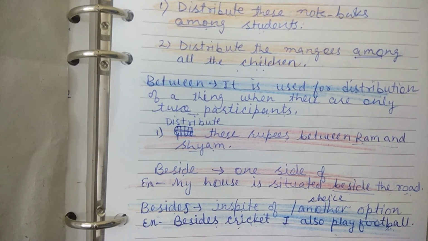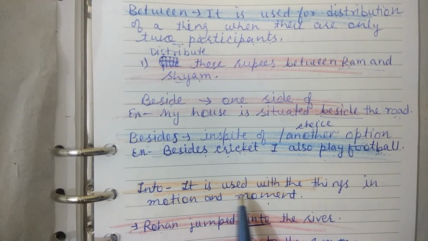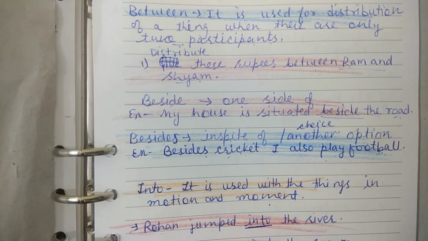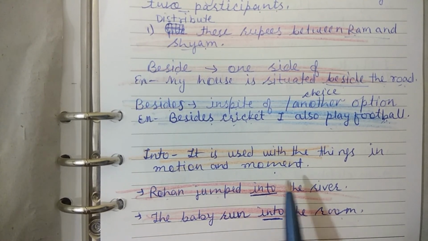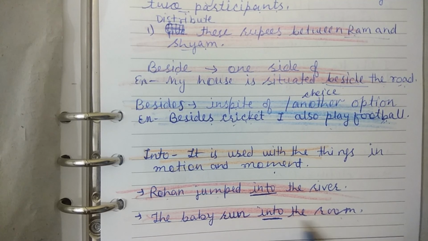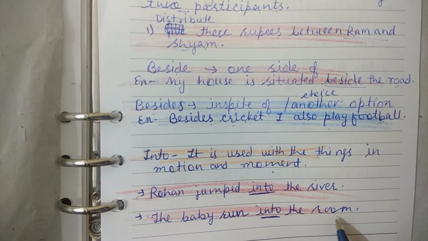Next, preposition into. It is used with the things in motion and movement. For example, Rohan jumped into the river. Example of movement and motion. The baby ran into the room. After looking at me, the baby ran into the room.